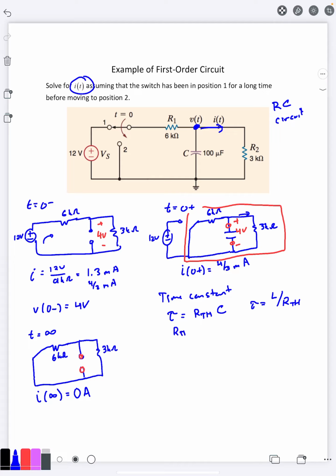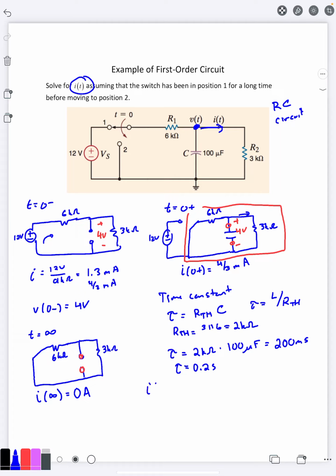So my R Thevenin here would be 3 in parallel with 6. It's going to be 2 kiloohms. And so my time constant then is 2 kiloohms times my capacitance, which is 100 microfarads. So 2 times 100 is 200. Kilo times micro is milli. So that would be a 200 millisecond time constant here. Or in terms of seconds, tau is 0.2 seconds.